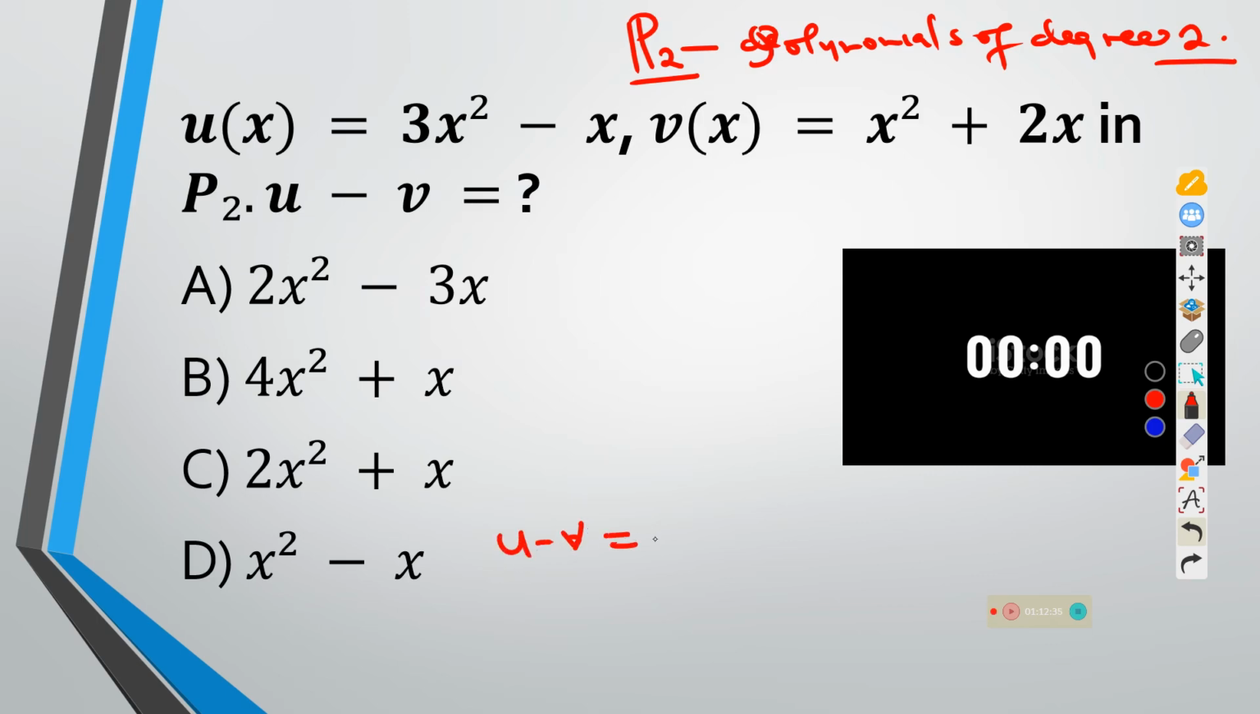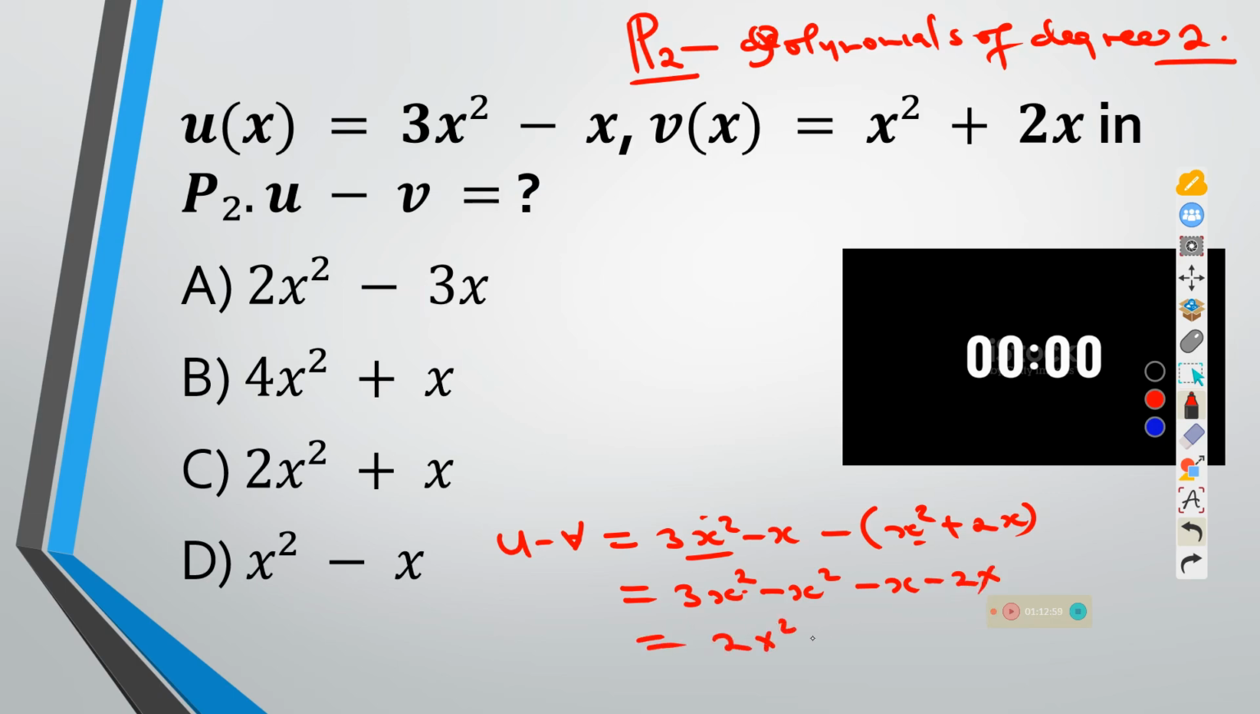U minus v, same as u is 3x squared minus x. You are subtracting v, x squared plus 2x. So this will give us, subtract the corresponding values. So this corresponds to this, minus x squared, then minus x minus 2x. So this will give us 2x squared minus 3x. And that will be part A, and that will be the required answer.